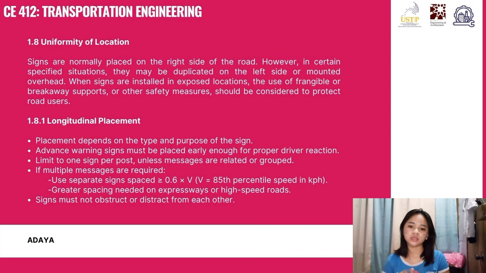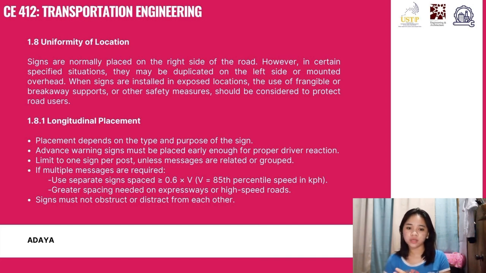And now let's proceed to 1.8.1, the longitudinal placement. So first, the placement depends on the type and purpose of the sign. So where our sign goes really depends on what it's for. It's either giving a warning, direction, or rule. The second one is that advance warning signs must be placed early enough for proper driver reactions. So warning signs need to be put up far enough in advance so drivers have time to react safely.